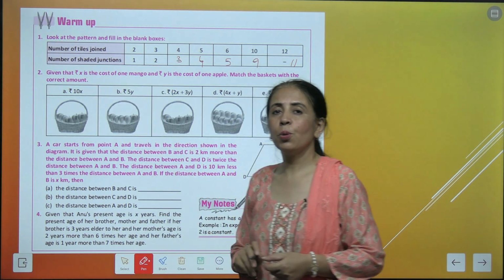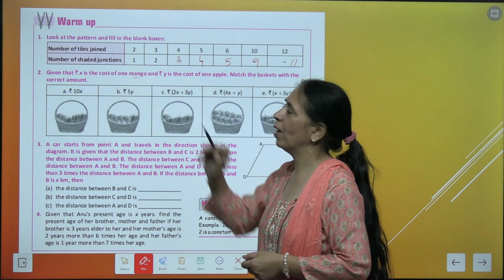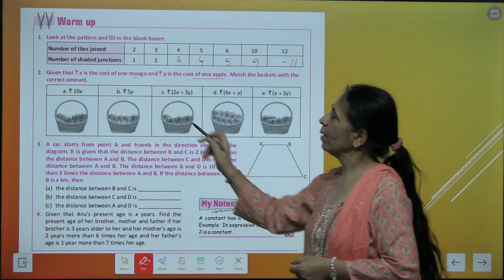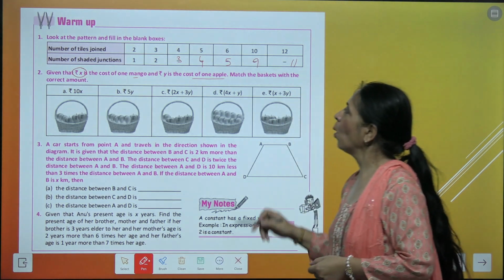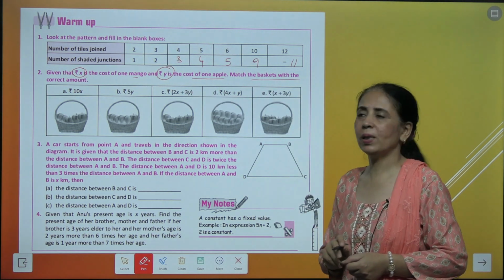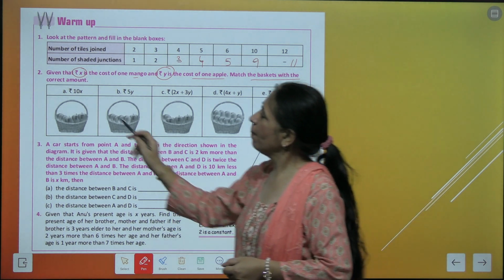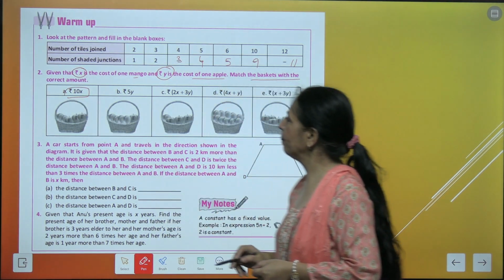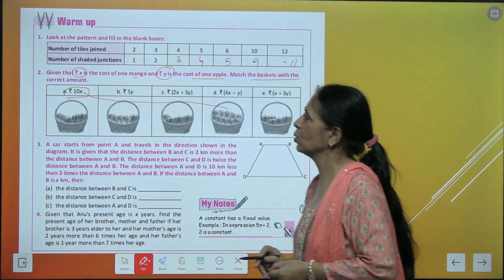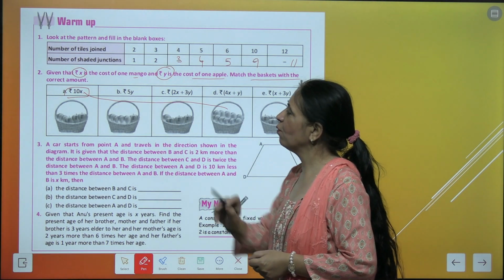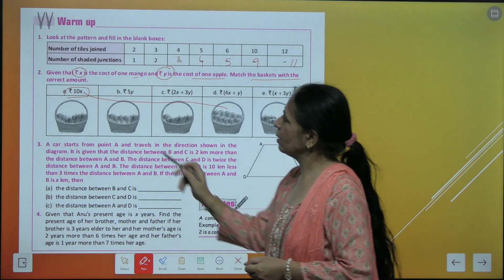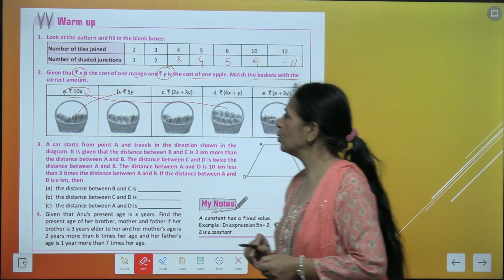Given that rupees X is the cost of 1 mango and Y is the cost of 1 apple. The cost of 1 mango is given as X rupees and the cost of 1 apple is Y rupees. Match the baskets with the correct amount. Now where 10x is written, that means the basket will have 10 mangoes, so this basket matches here. And this is 5y. Y is for what? Y is for apples. So the basket that has 5 apples will match.